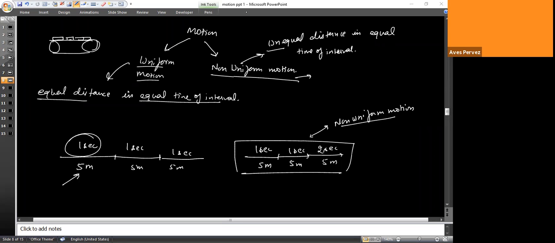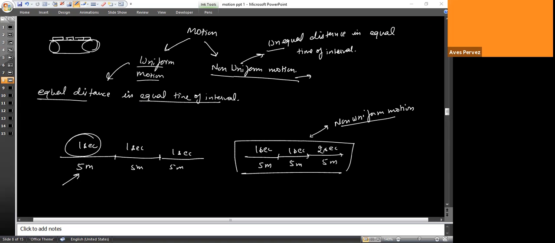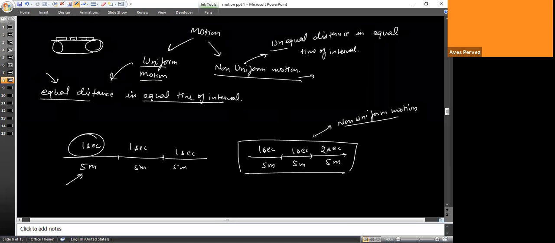Hamna and Sarah, do you have any doubt? Did you understand the topic, uniform motion and non-uniform motion? It is simple. If an object is traveling, no need to write the whole definition. If an object covers equal distance in equal intervals of time, we will consider it as uniform motion.